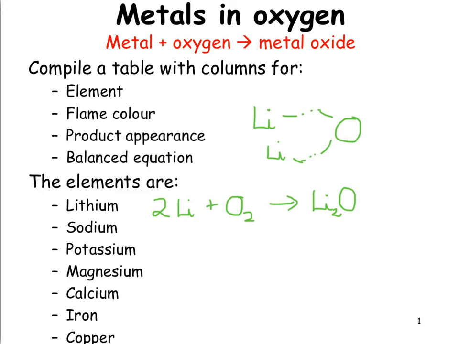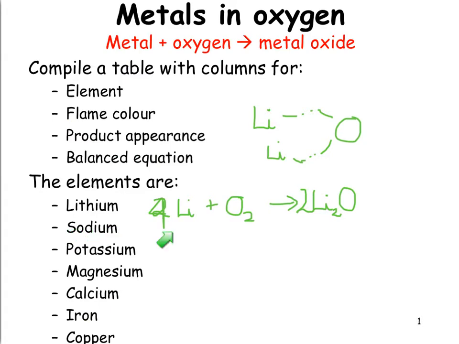2 lithiums, 2 oxygens. 2 lithiums, 1 oxygen. That means I'm going to have to put a balancing number in front over here of 2. That will create 2 oxygens, but inconveniently 4 lithiums and 2 lithiums. So I'm going to need to change that to 4Li plus O2 gives me 2Li2O. And we are going to need to work through each of these.